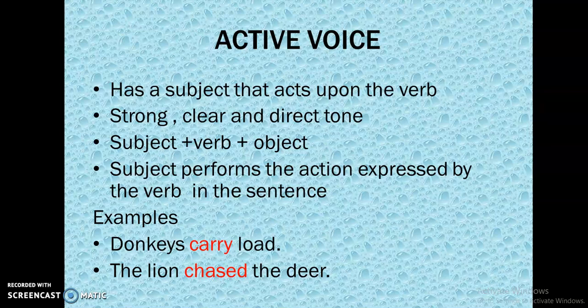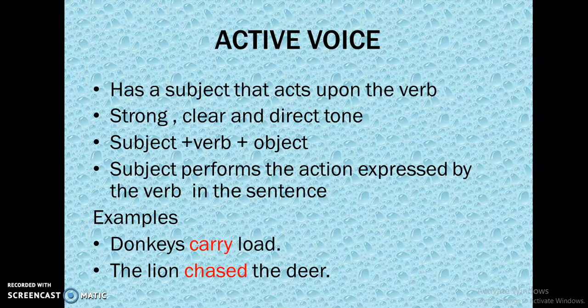What is active voice? It has a subject that acts upon the verb. Active voice is strong, clear and direct in tone. The structure of the active voice is subject plus verb plus object. Here, the subject performs the action expressed by the verb in the sentence.